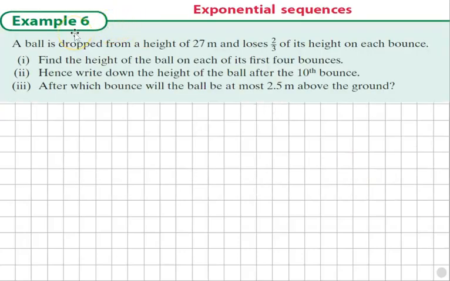So here's example 6 of exponential sequences. A ball is dropped from a height of 27 meters and loses 2/3 of its height on each bounce. Find the height of the ball on each of its first 4 bounces. Hence, using what you worked out in part 1, write down the height of the ball after the 10th bounce, and after which bounce will the ball be at most 2.5 meters above the ground.